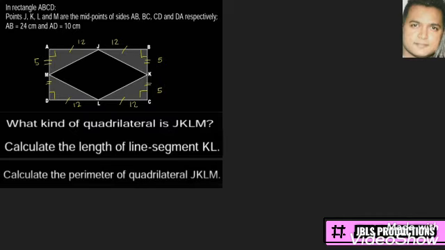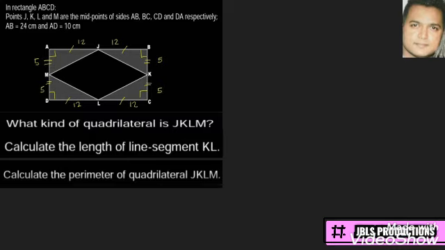So all I've done is put the information down, and I'm going to use as much information as I can from what is given to me in the question, and see how I can approach each of these questions asked. What kind of quadrilateral is J, K, L and M?